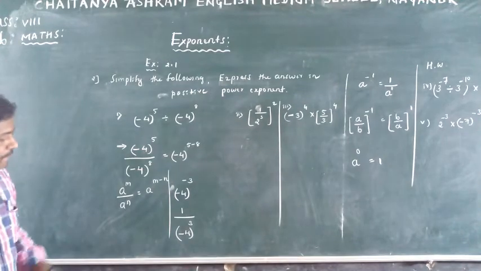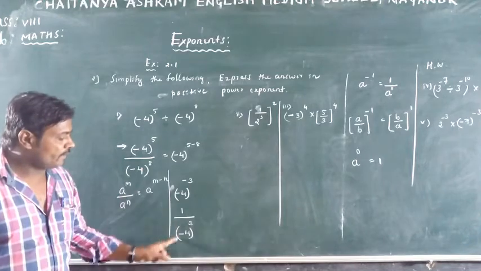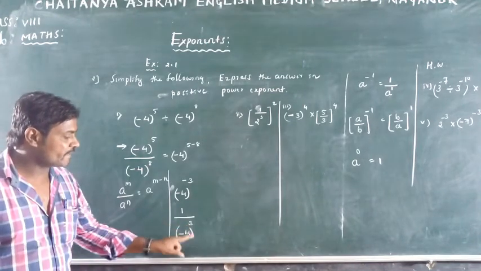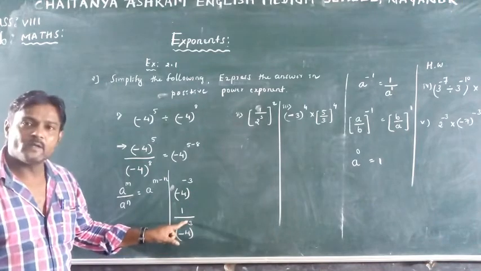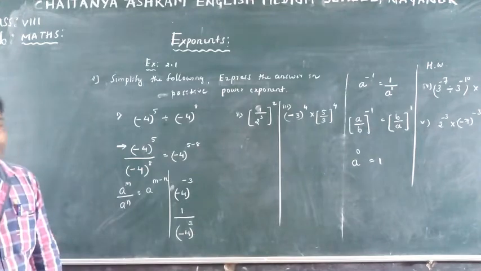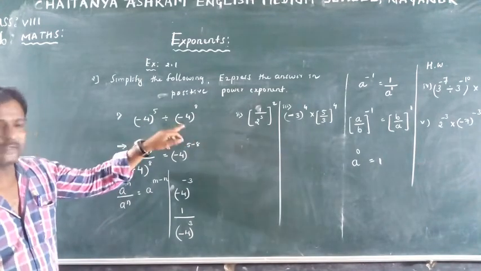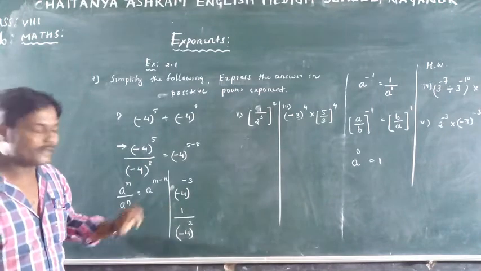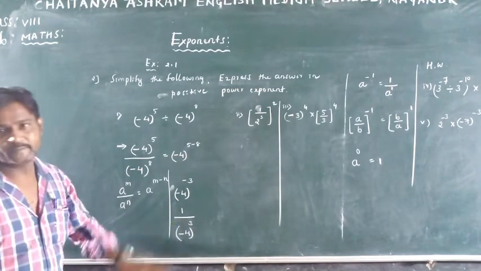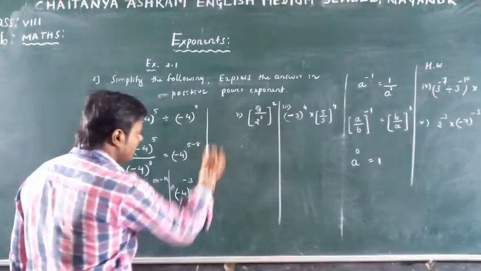Clear? So now observe here, dear children. Here in this case, what is the power of this exponent? Plus 3, no? So this is in positive exponent. Clear? So the simplification of the division of these two exponents is 1 divided by minus 4 raised to the power plus 3. Clear? Then see this second one.